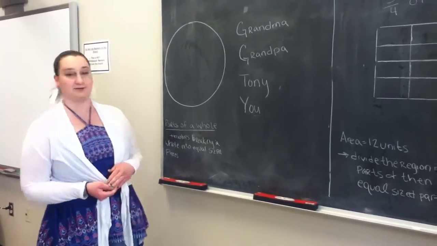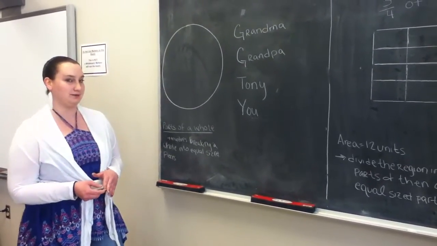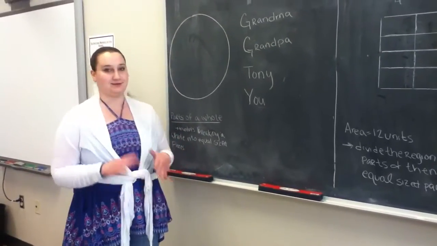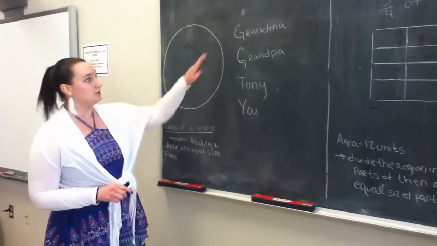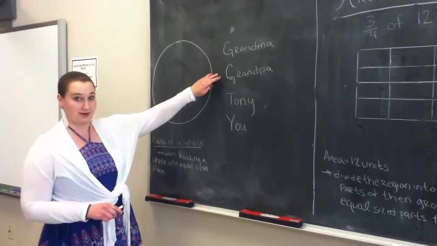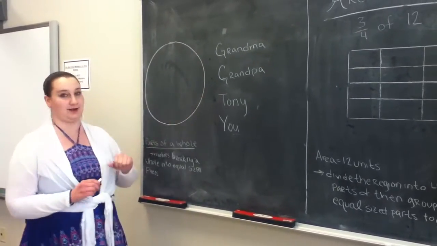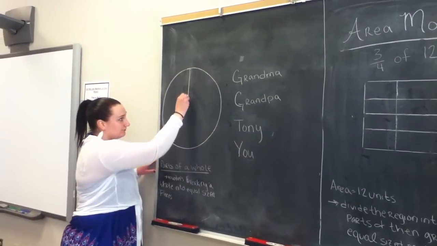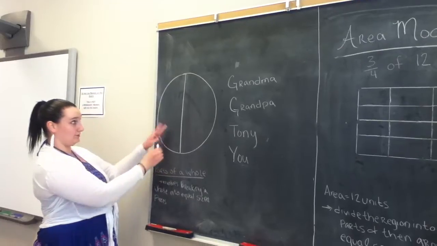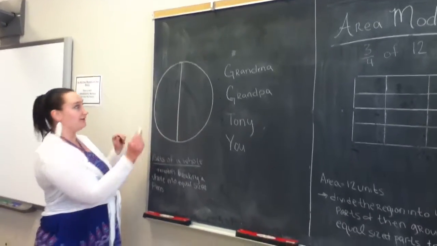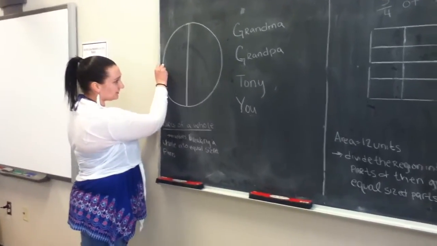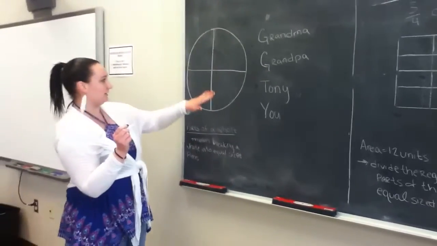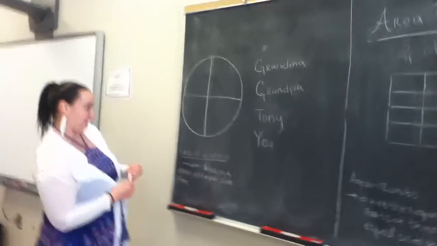So let's say, for example, your grandma just baked a pizza, and she wants to cut the pizza into 4 slices so that she can have a slice, Grandpa can have a slice, Tony and you can have a slice. So first, she's going to cut the pizza in half. And that gives us two slices. And then she's going to cut it in the opposite direction. And that gives us 4 equally sized slices.